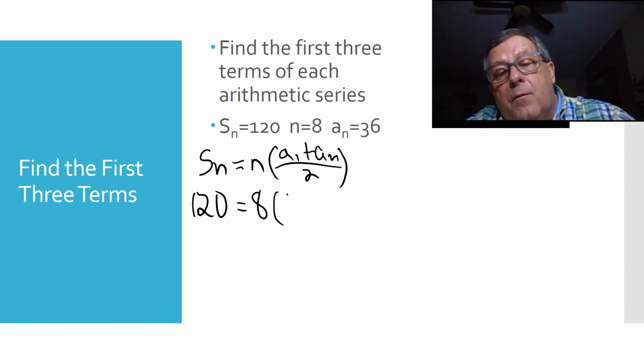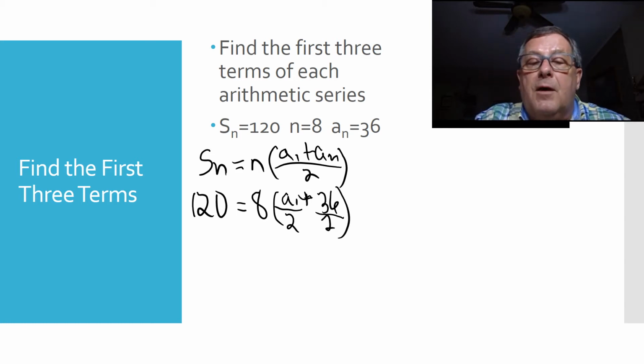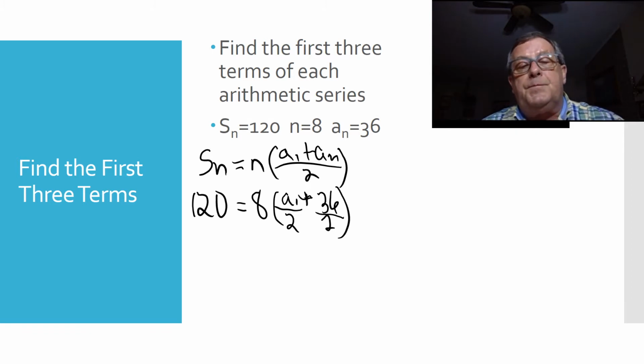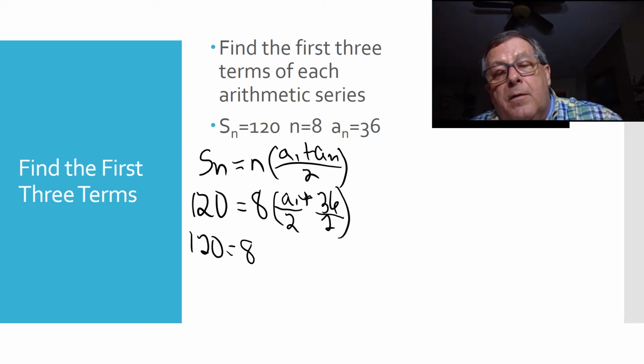Then we've got a1, which is our unknown at this point, plus 36. I'm going to split this into two fractions: a1 over 2 plus 36 over 2. I can do that because there's a denominator of 2 for both a1 and an. It's going to make my calculations easier. So we've got 120, I'm going to leave my 8 out here, equals 8 times a1 over 2 plus, well, 36 divided by 2 is 18.